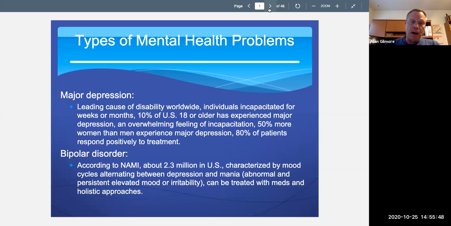Bipolar disorder. According to the National Association of Mental Illness, about 2.3 million residents in the United States experience bipolar disorder. It's characterized by mood cycles alternating between depression and mania.